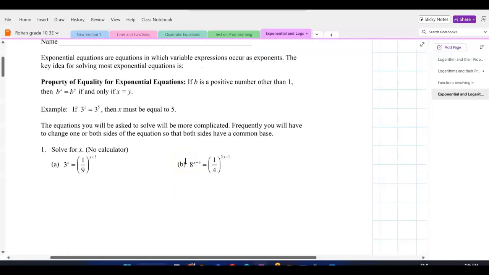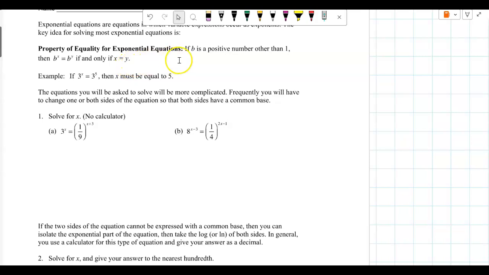Fine. An exponential equation is an equation in which a variable expression occurs in the exponents. We use the property that if b is a positive number other than 1, then b raised to x equals b raised to y if and only if x equals y. So 3 raised to x is equal to 3 raised to 5. If the bases are the same, we equate the powers, so x must be equal to 5. That's what we need to do.